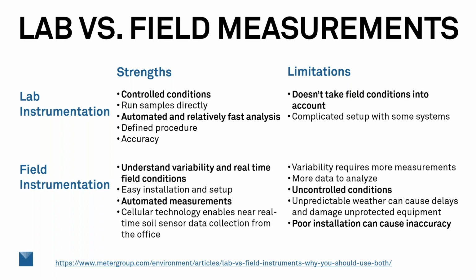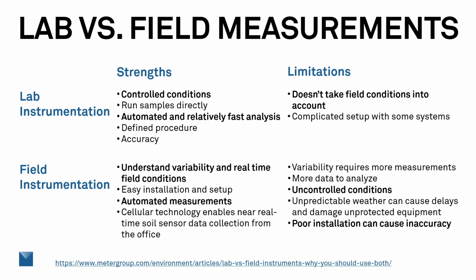So when we're looking at lab measurements and lab instrumentation, some of the strengths of these measurements are you can control the conditions, and you don't typically have to correct for three-dimensional flow. It's a lot easier to control these things. And with most lab instrumentation, you can have automated and relatively fast analysis and easy to use tools for that. The limitations of lab instrumentation is it doesn't take into account the field conditions and the soil around it. There's a lot of things that can vary between the two, and it's really hard to compare lab versus field measurements.